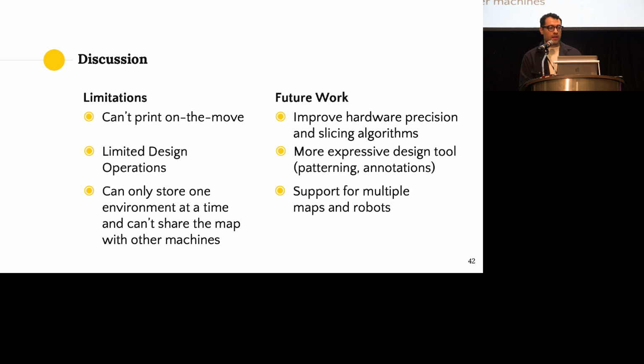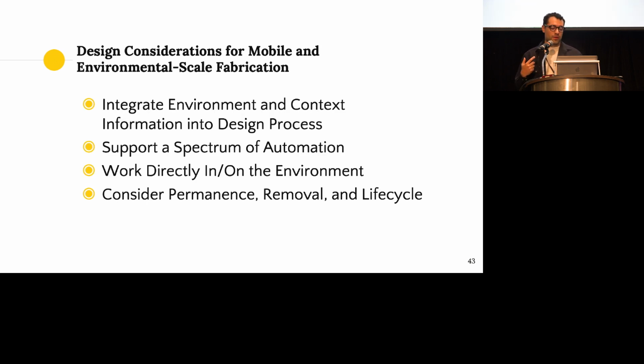And I just want to end by talking about some design considerations for future mobile and environmental scale fabrication, where I think there are some exciting opportunities and overlap with work at UIST that emerged after we reflected on our prototyping process. The first one is to integrate the environment and context information into the design process. Here we used a floor plan as a design element, but you could also use 3D representations of objects that you can scan in.